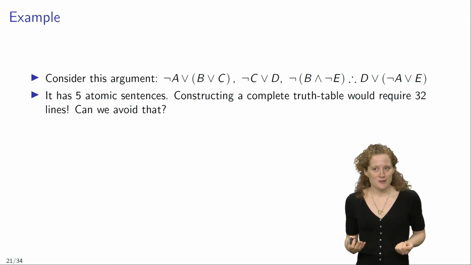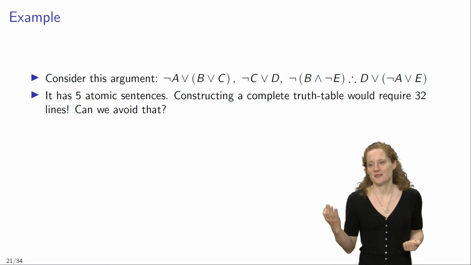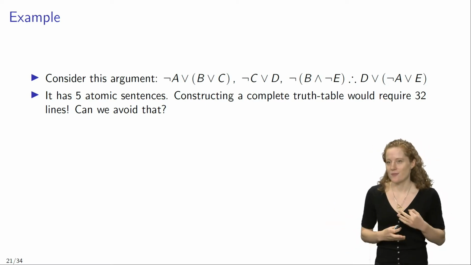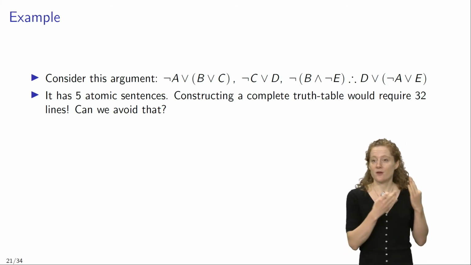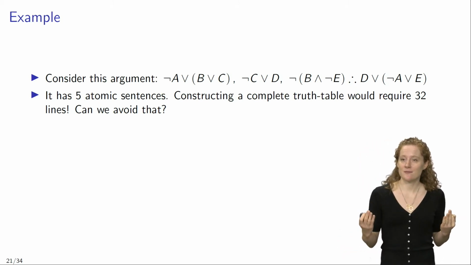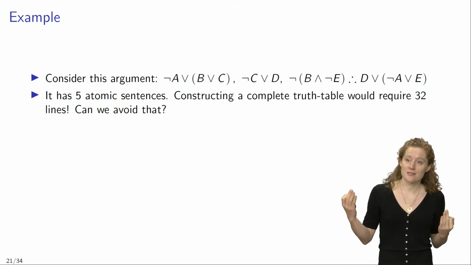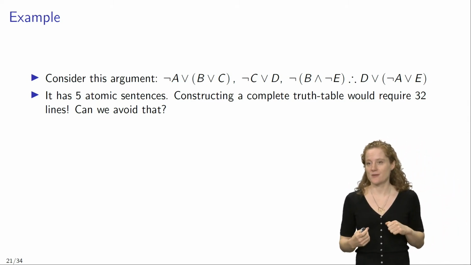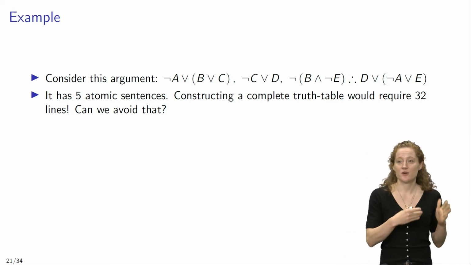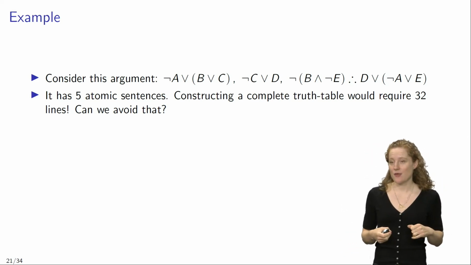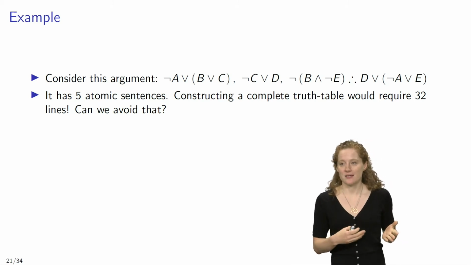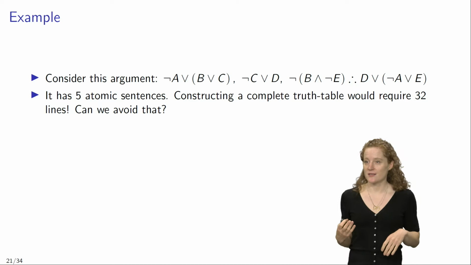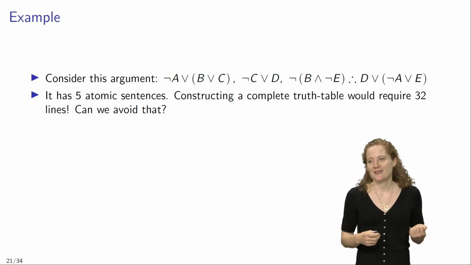So for example, consider this argument. It has three premises and a conclusion. The first premise is not A or B or C. The second premise is not C or D. And the third premise is it's not the case that B and not E. And the conclusion of the argument is D or not A or E.